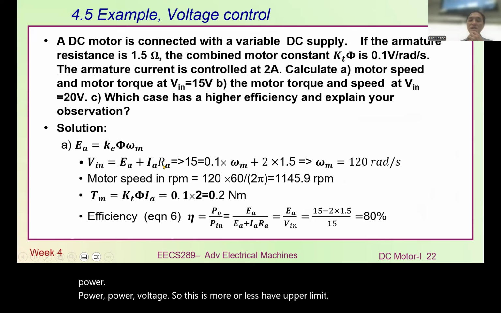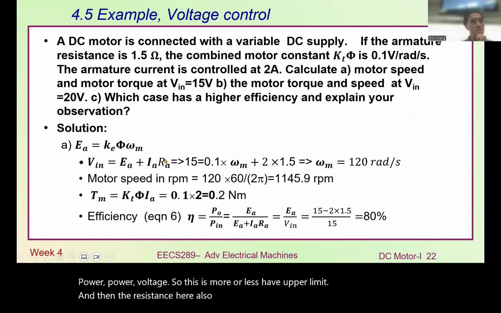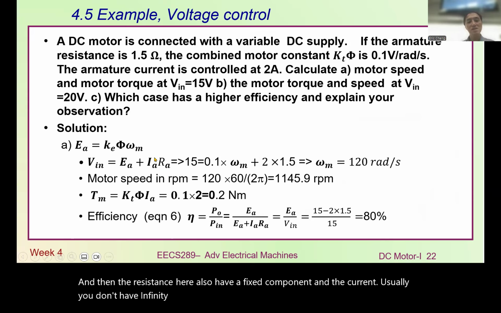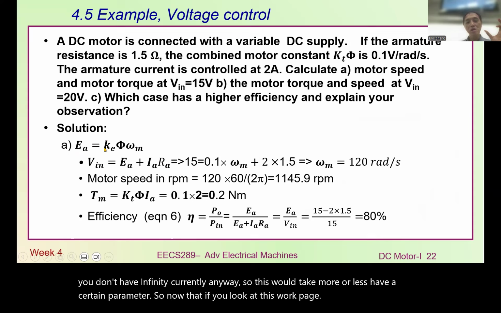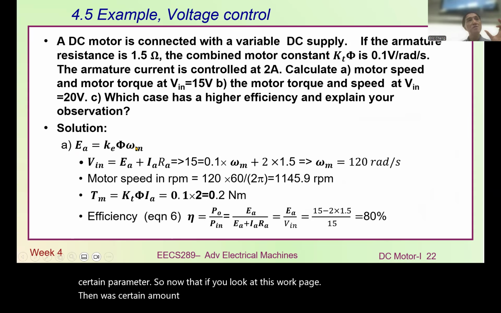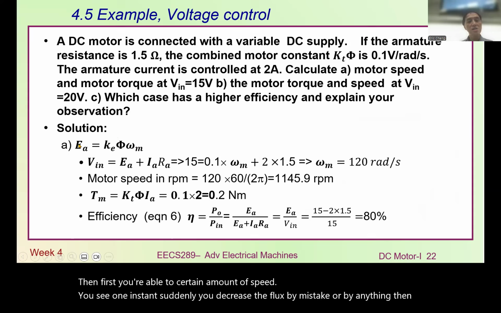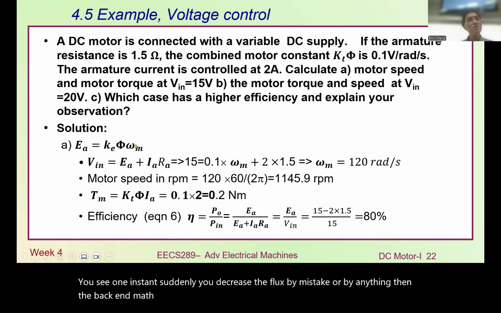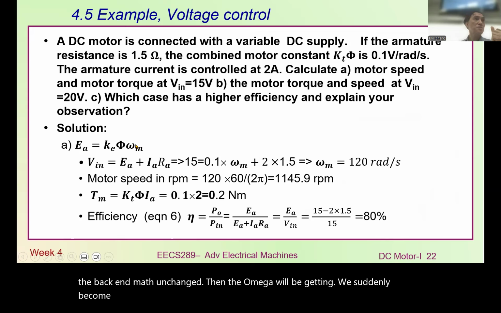And then the resistance here also has a fixed component, and usually you don't have infinite current anyway. So this voltage more or less has certain parameters. If you look at this voltage, for a certain amount of thrust you're able to get a certain amount of speed. Suppose at one instant, suddenly you decrease the thrust by mistake or by anything. Then the back EMF is unchanged, so the omega will suddenly become very large. That's what we call runaway, speed runaway.